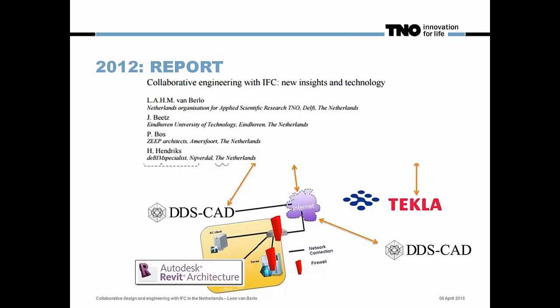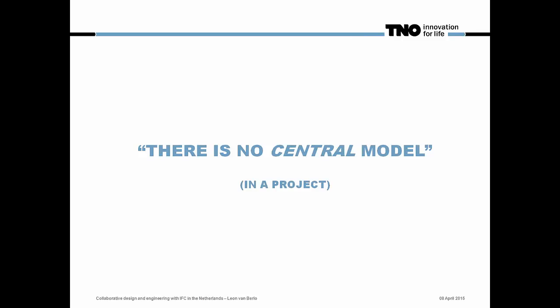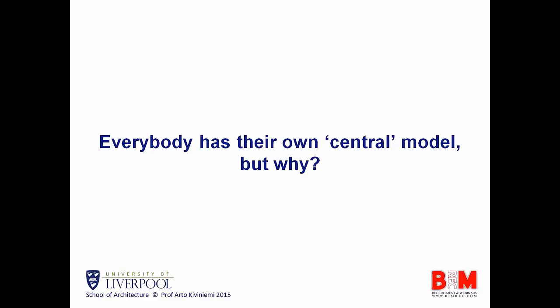And from the tests, they also made a report, which you can nowadays find also on the web, about collaborative engineering with IFC. And one of the main findings there was that there is no central model. So the whole idea of this image of one central model where everybody is working is not feasible. It doesn't work. On a project level, we can't have one central model. So basically, we have a situation where every domain, architects, engineers, construction companies, owners, they have their own central models.